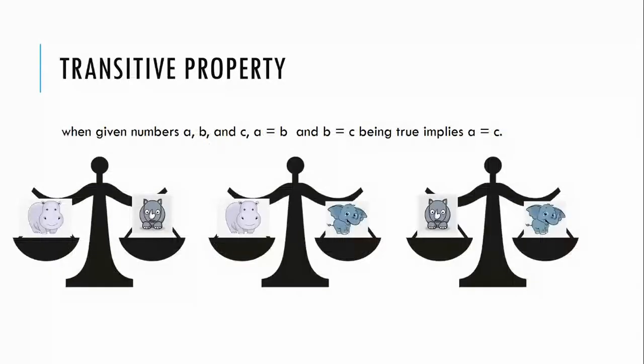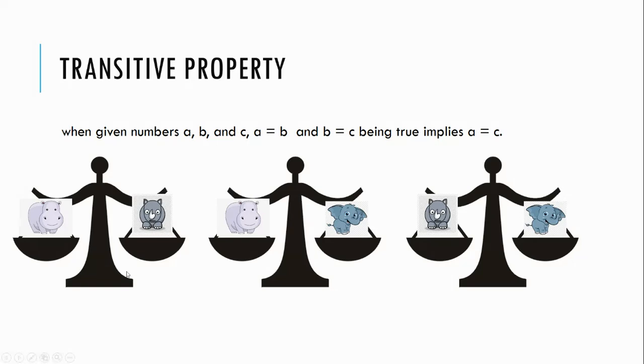All right, last thing to talk about is the transitive property. So the transitive property states that when given numbers A, B, and C, if A is equal to B and B is equal to C, then this being true implies that A is equal to C. So let's talk about what all that means.